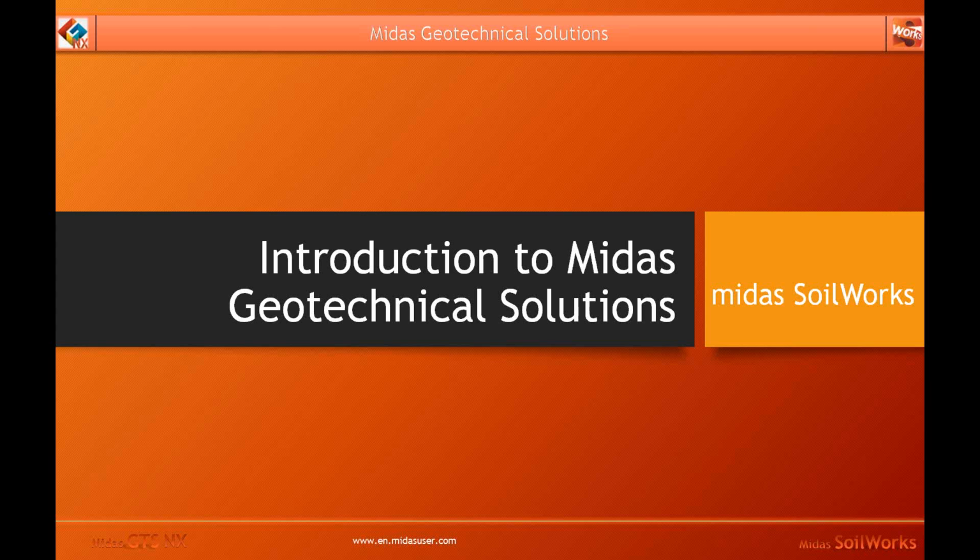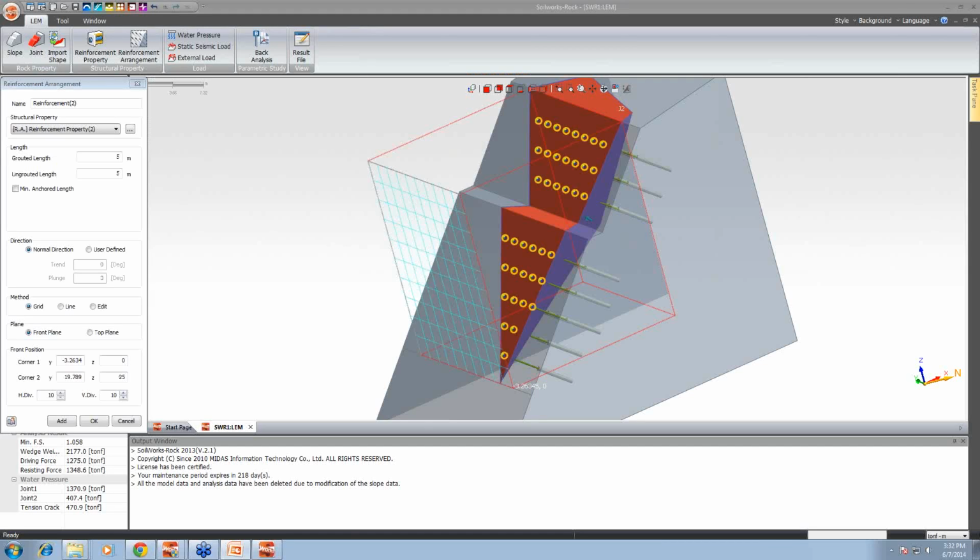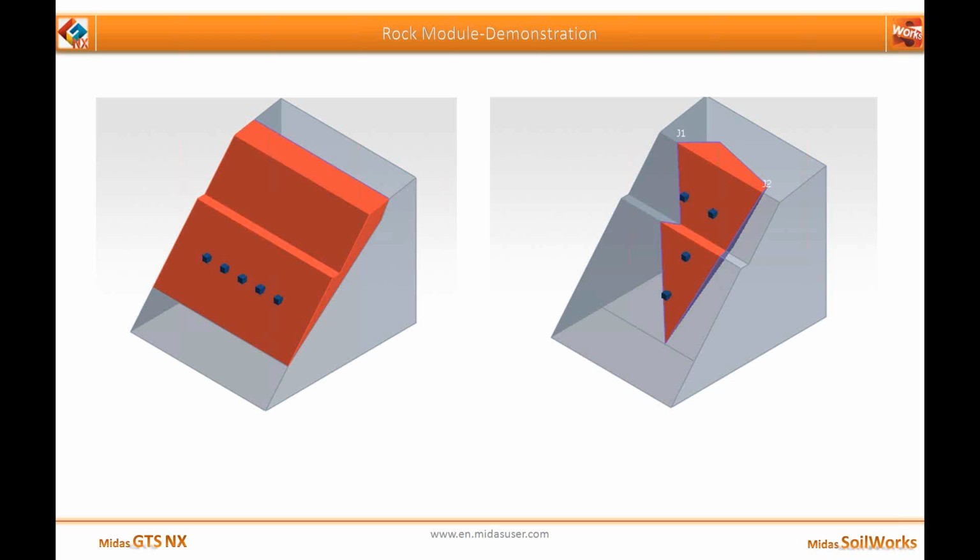So thus you can consider the various kind of analysis in rock module of slope stability. So thus you can check whether a particular arrangement is suitable or not, how the seismic load or the water pressure is affecting your model, and simulate your reinforcement arrangement at the same time and come up with the most suitable arrangement for the rock bolts or the rock grids.